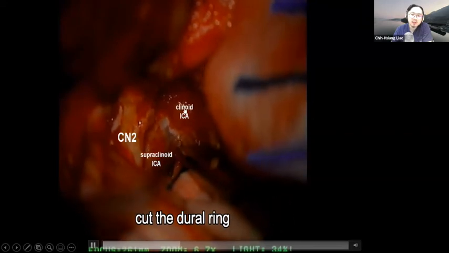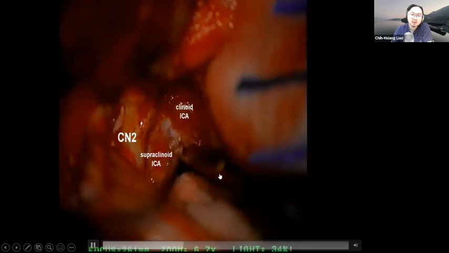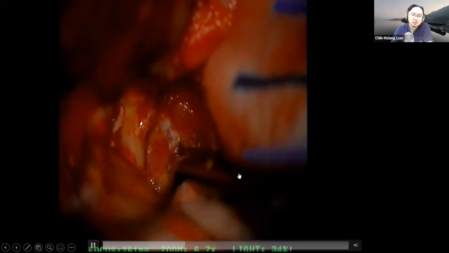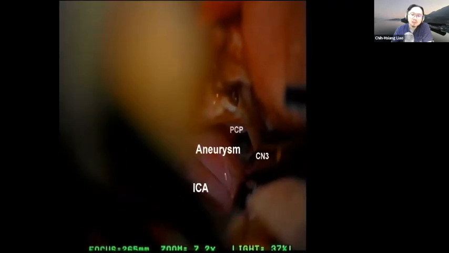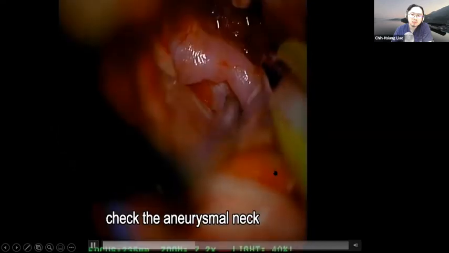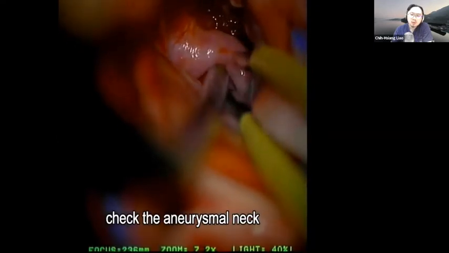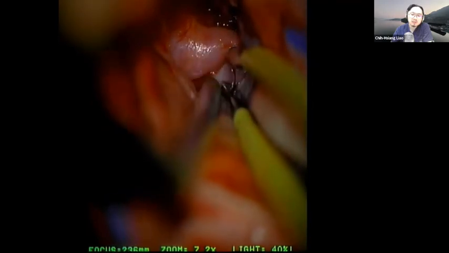This is the clinoid ICA. Here is the supraclinoid ICA. This is the optic nerve. The PCP, the third nerve, ICA aneurysm. And I check the aneurysmal neck.